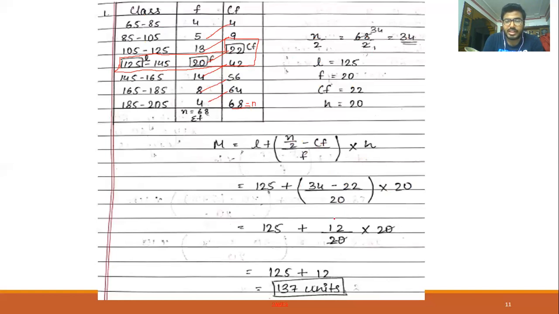20 and 20 is directly cancelling. 125 plus 34 minus 22 is what? 12. So 125 plus 12, that is 137 units. Is that clear, this thing? How to do? Hope you are able to understand it.